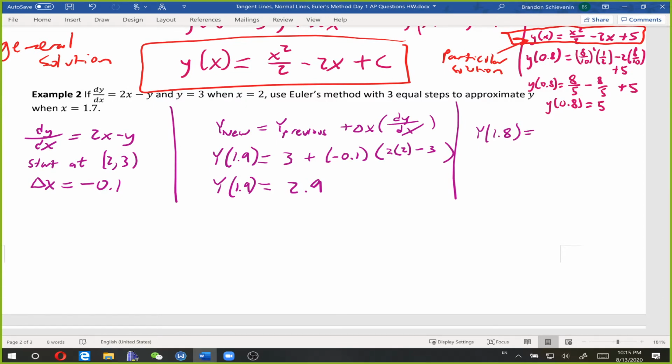Okay, then I need my previous y value. 2.9. Okay, plus change in x. Negative 0.1. And multiply by the slope. So my slope is this differential equation, 2x minus y, but I'm going to plug in our previous x and y value. So this will become 2 times my previous x value of 1.9, minus my previous y value of 2.9.